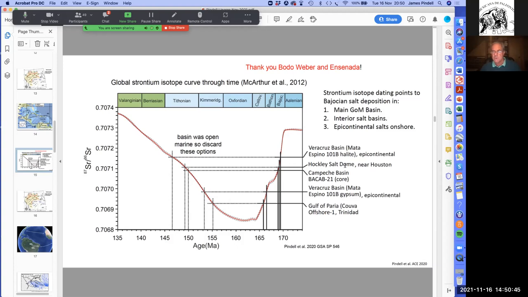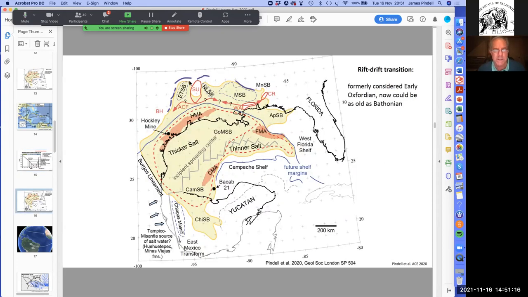And up at Hockley Dome near Houston, we know it's this one and not that one. And at Bacab, we know it's this one and not that one. Okay, so we now know that this salt, in almost all cases, the salt is Bajocian. It's about 169 million years. And there are a couple of weird ones. This one was from Trinidad, so that's not Gulf of Mexico at all. But we had another age in the Veracruz Basin, which is hard to explain. But all the other ones are 169. So we now know that this map is 169 million years old.